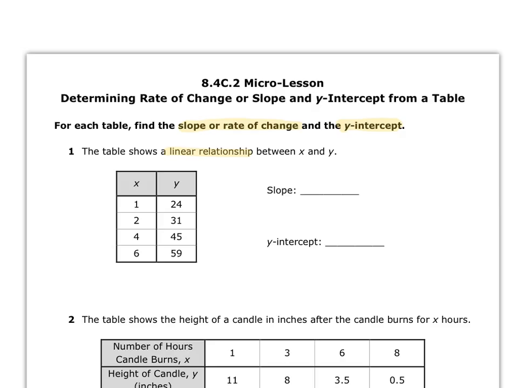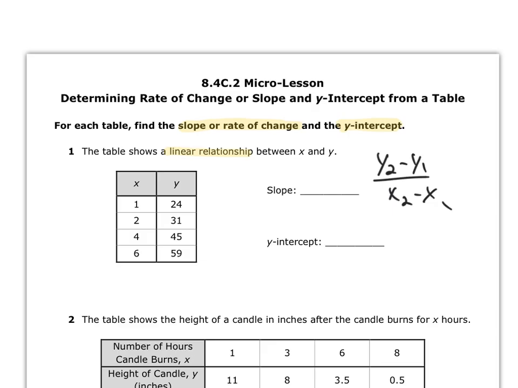Here's how you find the slope from a table. It's the same formula that you had before. Let me get a smaller pen. It is y2 minus y1 over x2 minus x1.